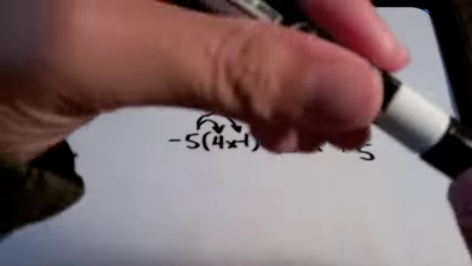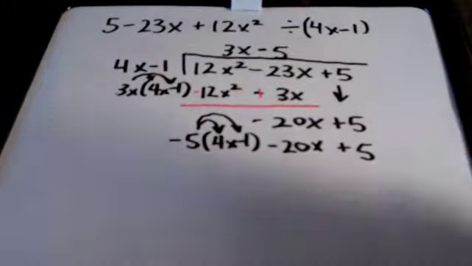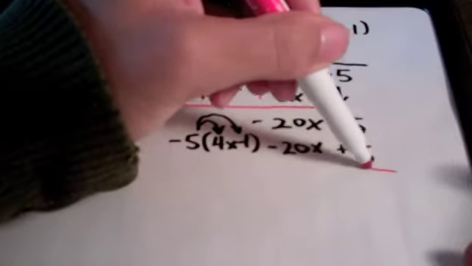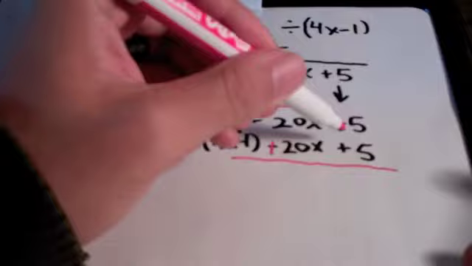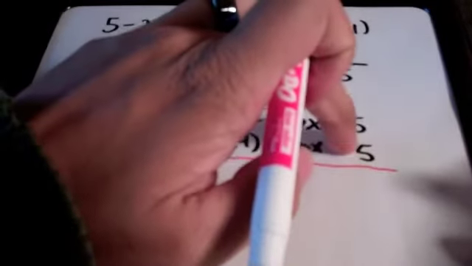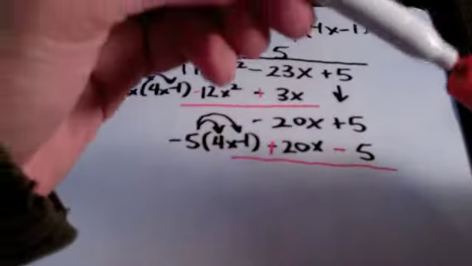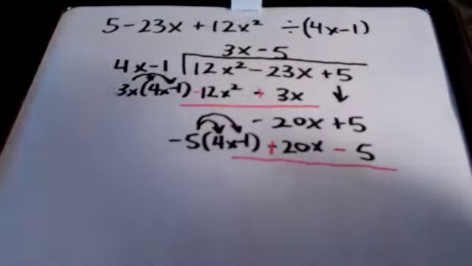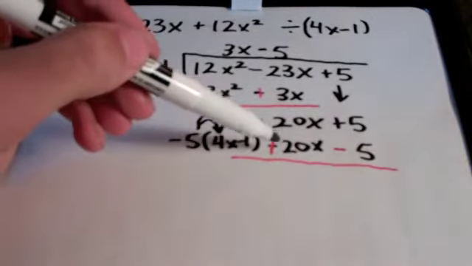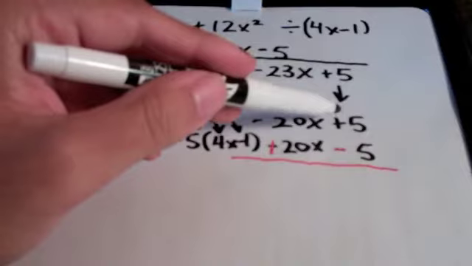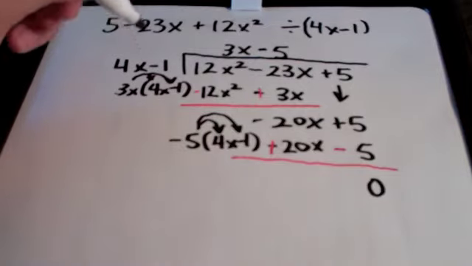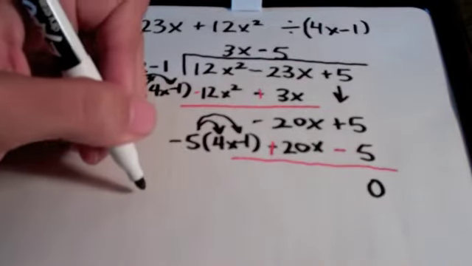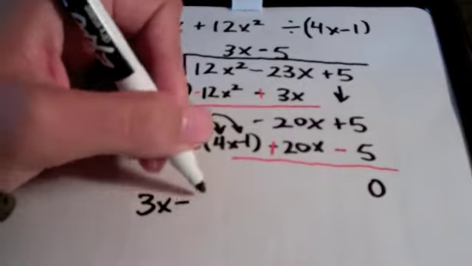Our next step is going to be to draw a line and change the signs. So this becomes positive 20x, and this right here becomes minus 5. Negative 20x plus 20x is 0, and positive 5 minus 5 is also 0. So that means our quotient to this division problem is just going to be 3x minus 5.